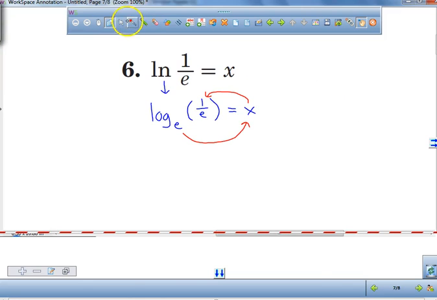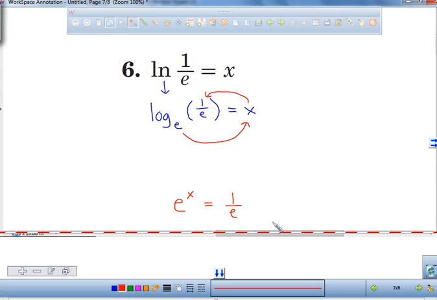All right, what do we get? E to the power of x equals 1 over e. Very good. E to the power of x equals 1 over e. Okay. That will be the case.